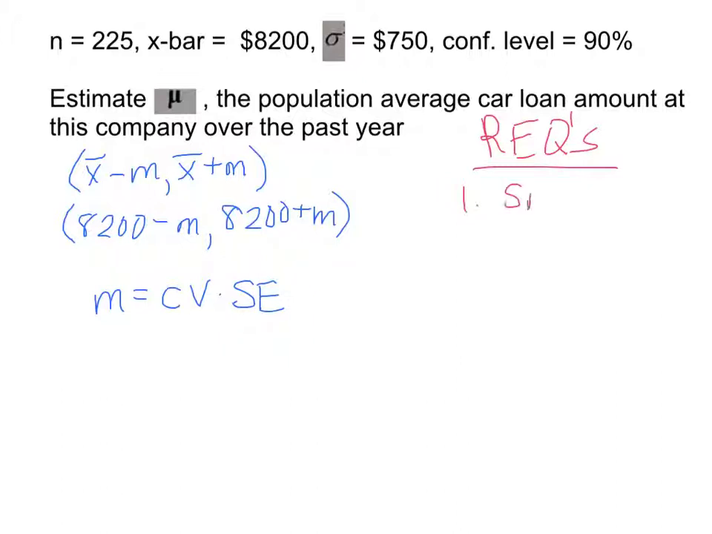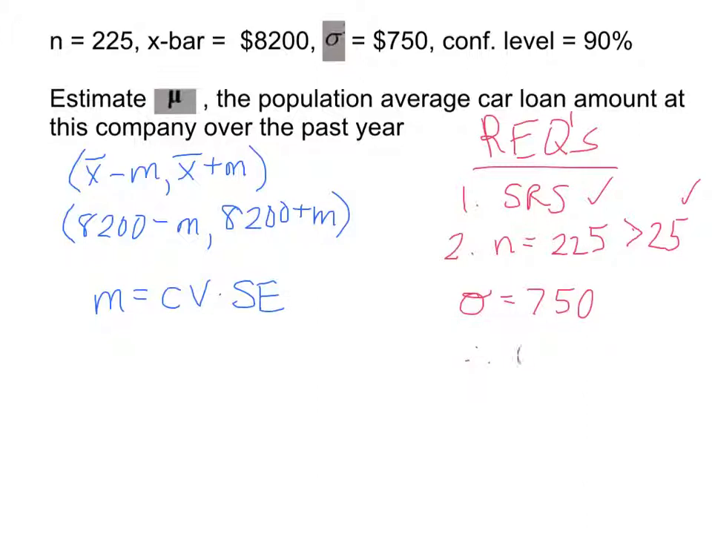The first requirement, is this a simple random sample? Yes, we were told it was. And number 2, N is equal to 225. We weren't told that this population is normal, but we were told that N is definitely bigger than 25, so we can proceed. The next thing we need to make sure we're aware of is that sigma is known. Sigma is $750, so therefore we're going to use the Z distribution, not the T distribution. If sigma were unknown, we would use the T distribution to find the critical values.